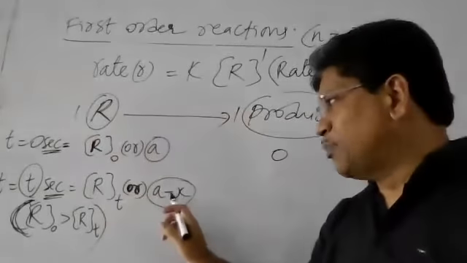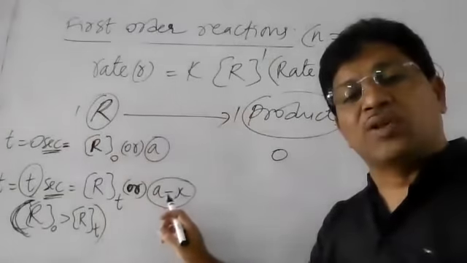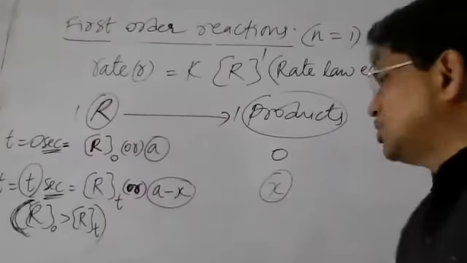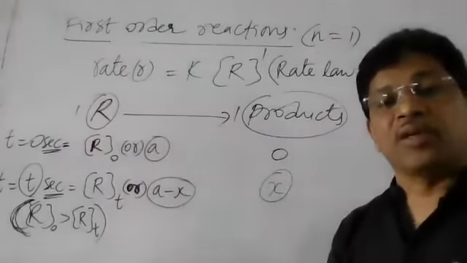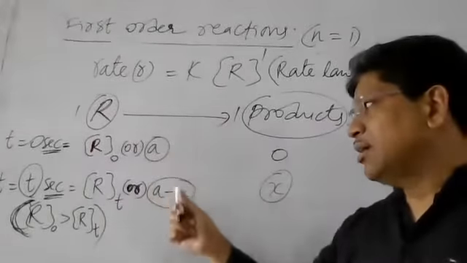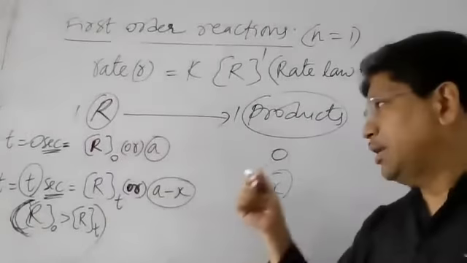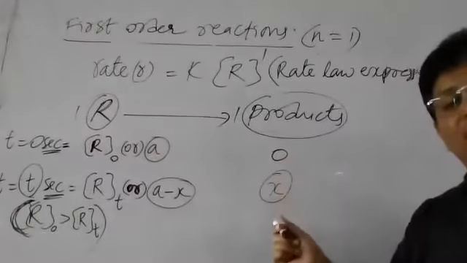If X moles disappeared, how much disappeared here? X only. If X moles disappeared, how much will be found here? X moles of product should be found. So initial moles A, and final moles A minus X for the reactant. Okay, and initially product 0, finally X.